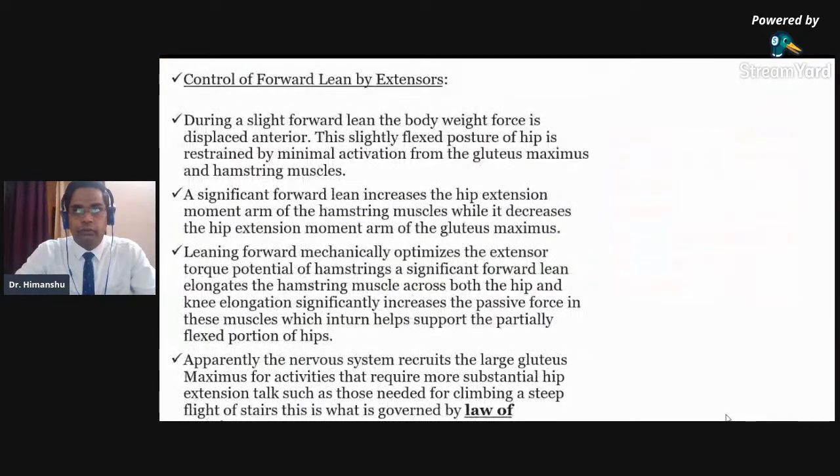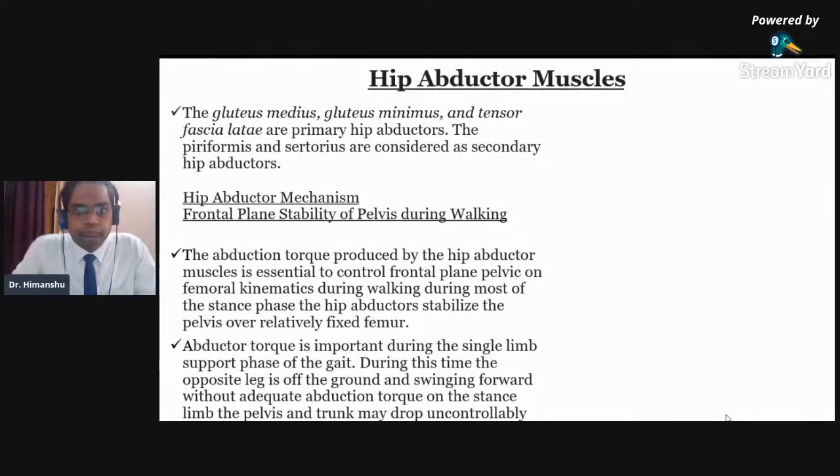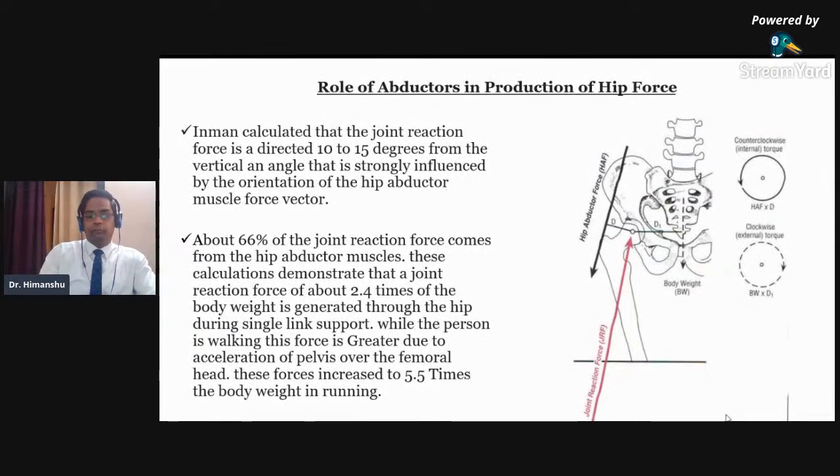So we had talked about the... Now I'll be talking about the hip abductor muscles. I told you about the basic mechanism of the hip abductor muscles. So now we'll be talking about the most important aspect, that is the role of abductors in force production of the hip.